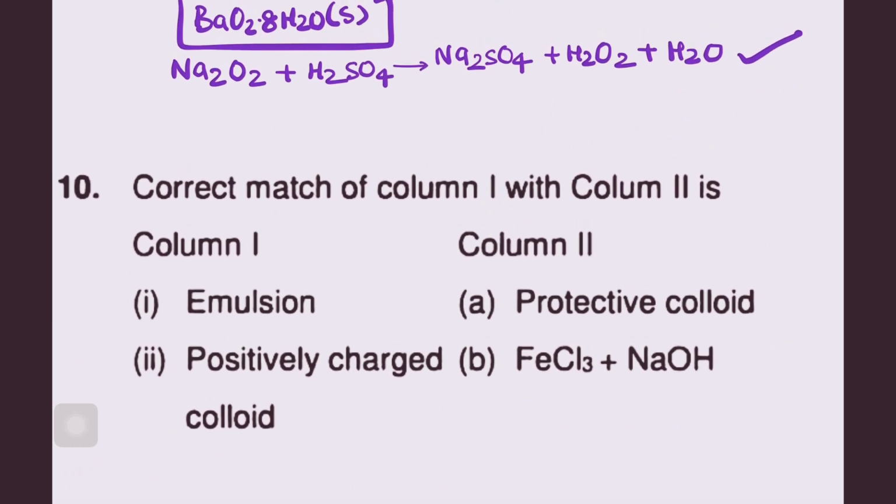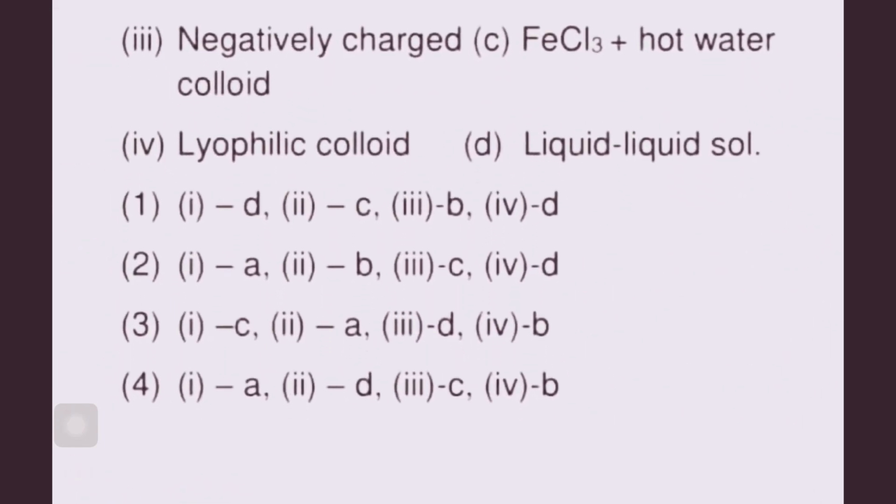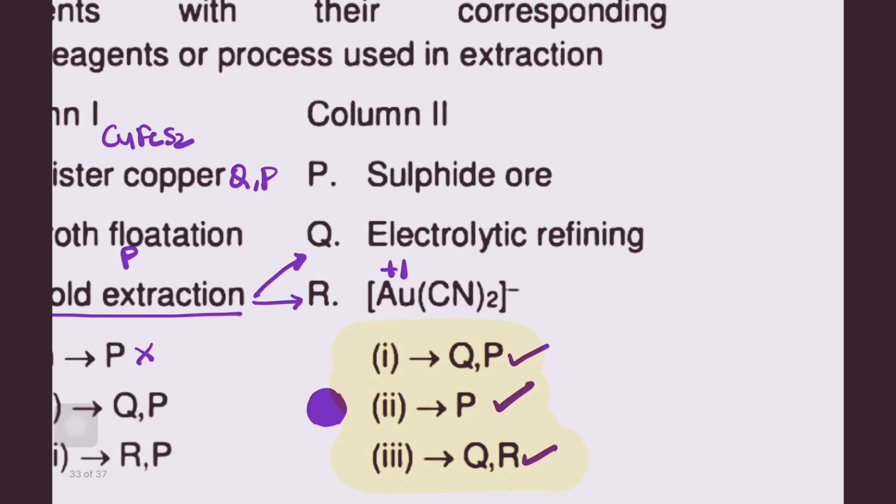Question number 10. We have to match the columns basically. So what is emulsion? Emulsion is basically liquid in liquid, like oil in water, water in oil. So it is not matching with A or B. The other options are here. So emulsion is liquid in liquid, so A is matching with D. Now let's move to the next.